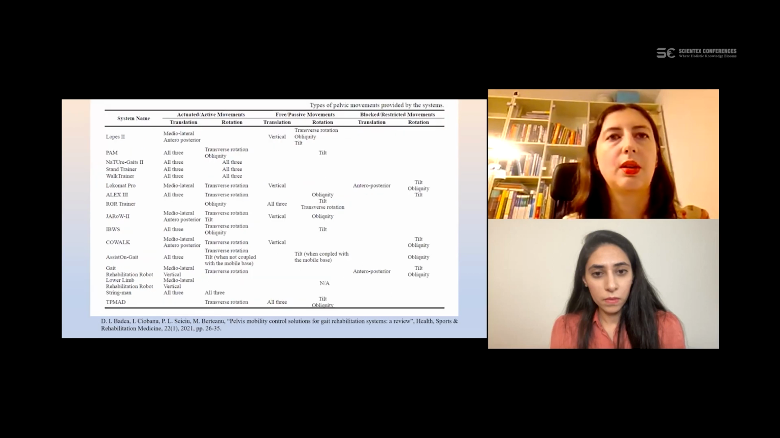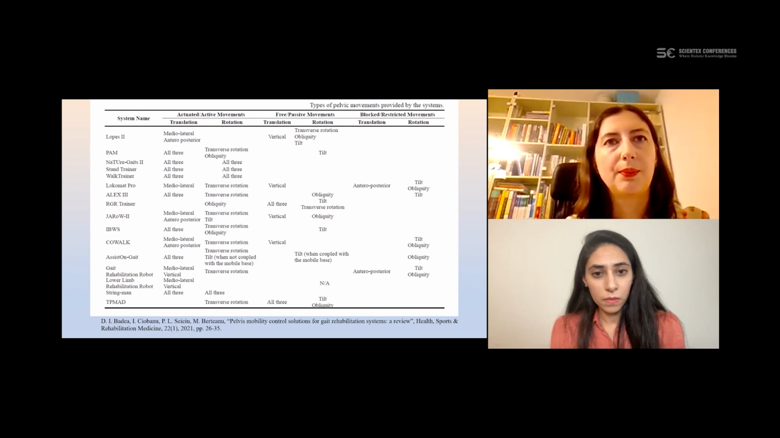4 systems, Locomat Pro, Alex 3, COAC, and Gait Rehabilitation Robot, have the most important pelvic motions restricted: lateral translation, transverse rotation, and tilt, which are the 3 determinants of gait related to pelvis motion. Only Nature Gaits 2, Stand Trainer, and Walk Trainer provide actuation for all 6 movements of the pelvis.